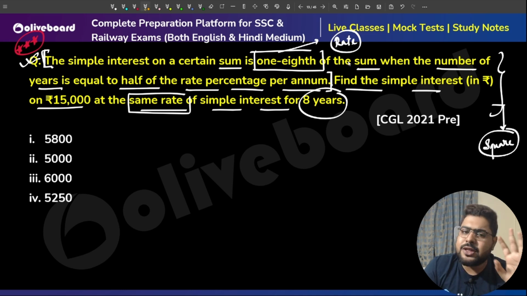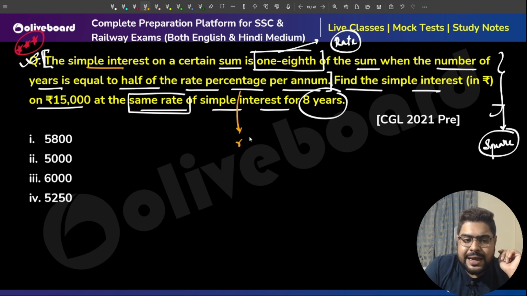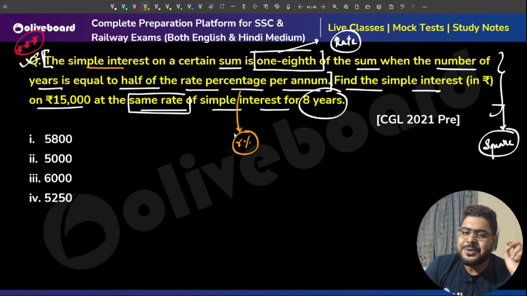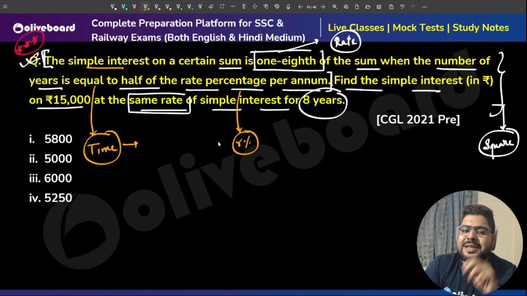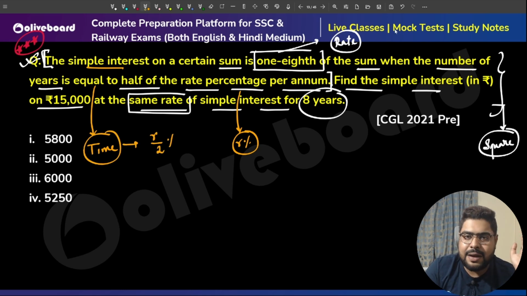Sir, 1/8 of the sum is the simple interest. When? Sir, when the number of years is equal to half of the rate percentage. Sir, I am taking the rate percentage as R%. So if I take that one up, sir, what is the number of years? What is the time, sir? Time is nothing but half of the rate. So that is R by 2 years. Sir, R by 2 years, half of this.